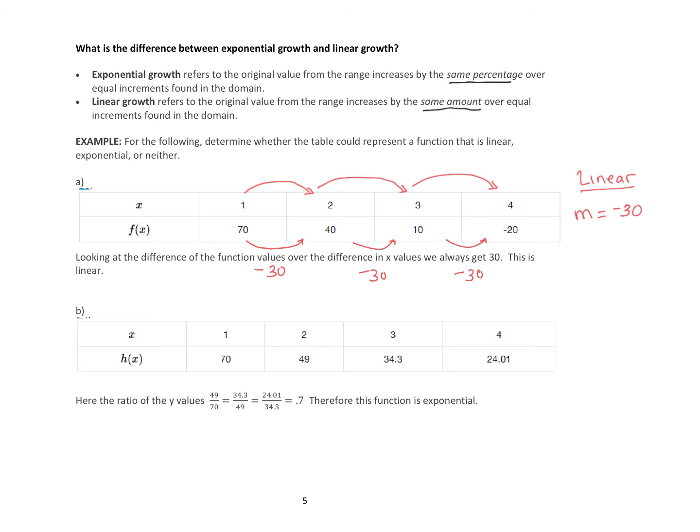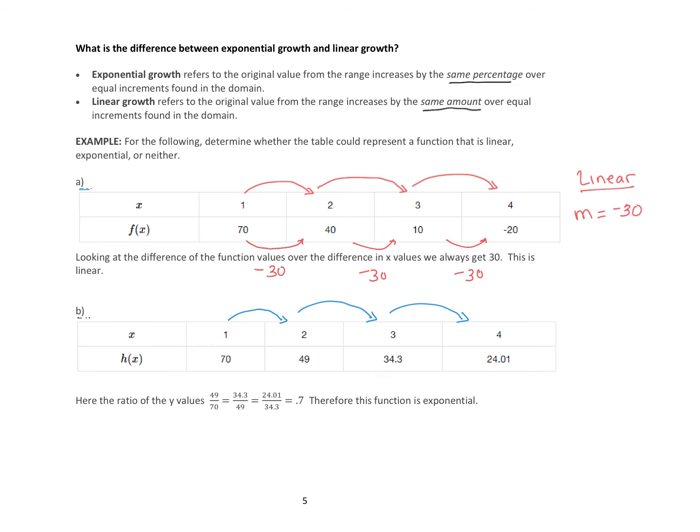And it turns out our slope is negative 30. For the second example, we notice that our x values increase by the same increment, just 1. And if I did 70 and subtracted 49, we get minus 21. But if I subtracted 21 again, I wouldn't get the 34.3.